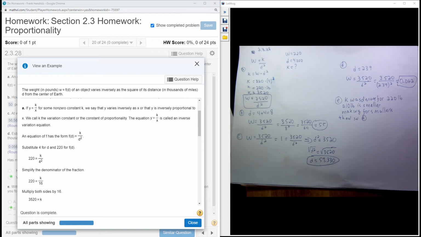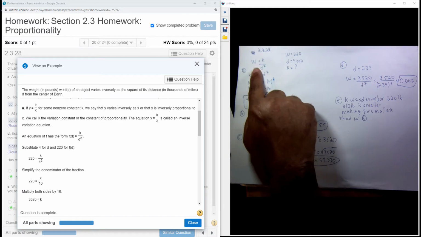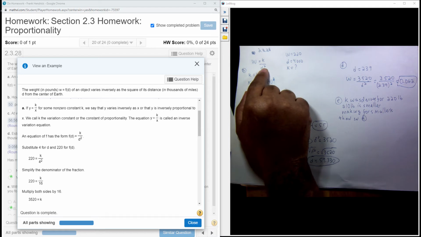The weight in pounds, W equal to F of D of an object varies inversely as the square of its distance in thousands of miles from the center of the earth. Okay, so you see the phrase varies inversely. W varies inversely as the square of the distance. So I have here the weight varies inversely as the square of the distance here.